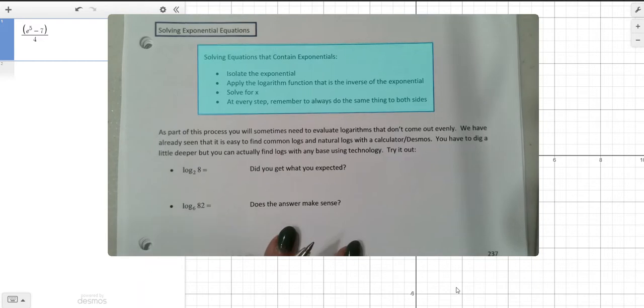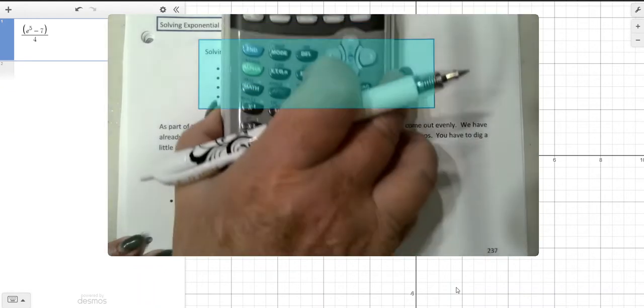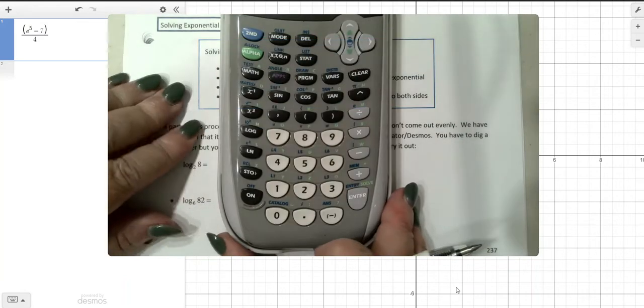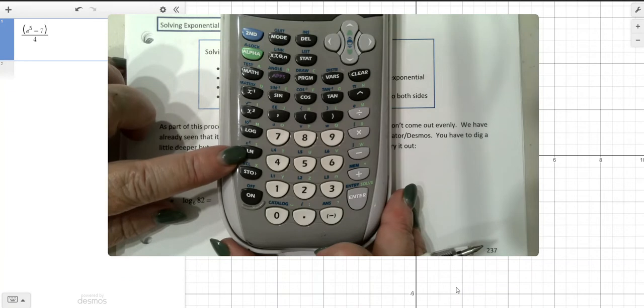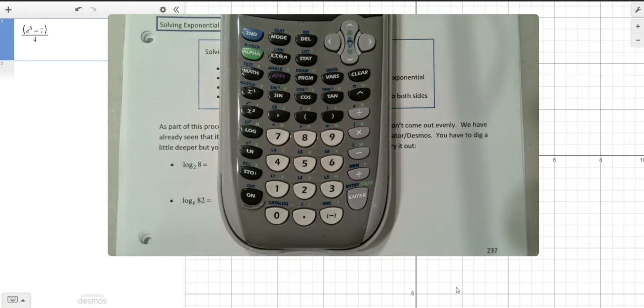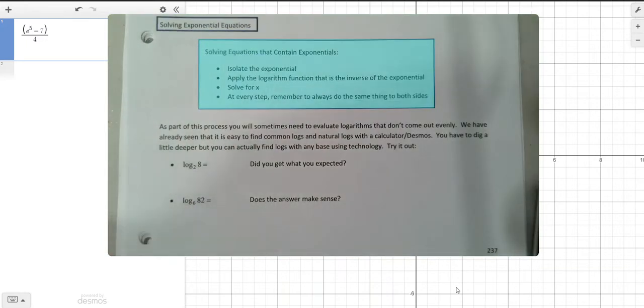Now, as part of this process, we are going to occasionally need to evaluate logarithms that don't come out evenly. We know the calculator has a button for that if it happens to be a log base 10 or a natural log. But what if I've got some other base? There's a way to do that on both the calculator and Desmos, and I'm going to show you both of them so that we have that kind of in our toolbox before we start solving our equations.